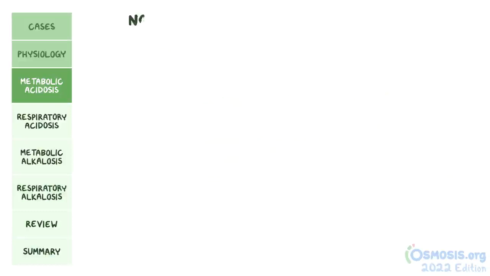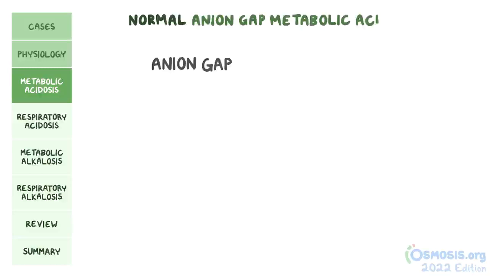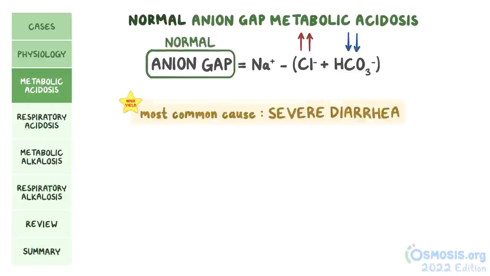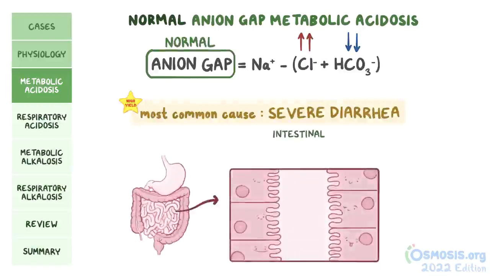In contrast, in normal gap metabolic acidosis, the decrease in bicarbonate ions is offset by the buildup of chloride ions, which are part of the anion gap equation, so the anion gap remains normal. The most common cause is severe diarrhea, where bicarbonate-rich intestinal and pancreatic secretions rush through the gastrointestinal tract before they can be reabsorbed.